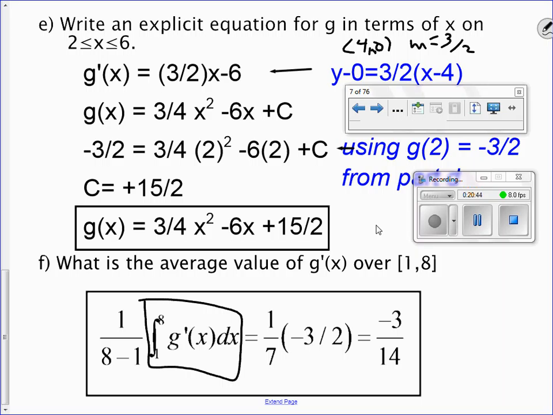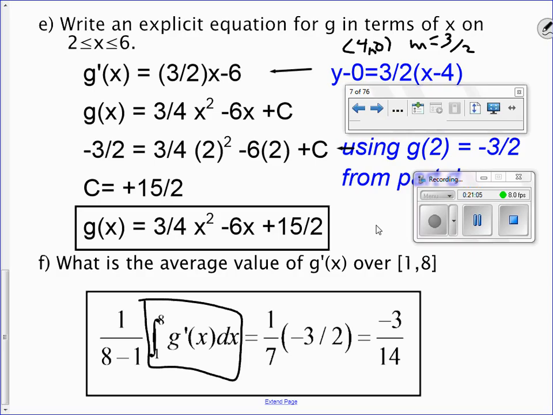Well, part E, they want us to write the equation for a function we can't see. So we start by writing the equation for what we can see. And when you look at that graph of the derivative on that interval, it's just a straight line. So you look at that line segment and you say, well, what's its equation? Yeah, only from 2 to 6.